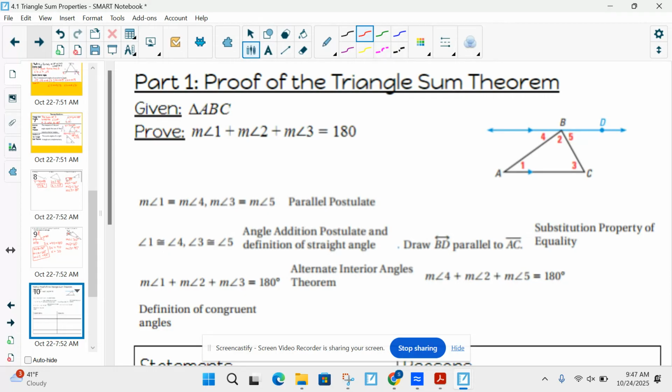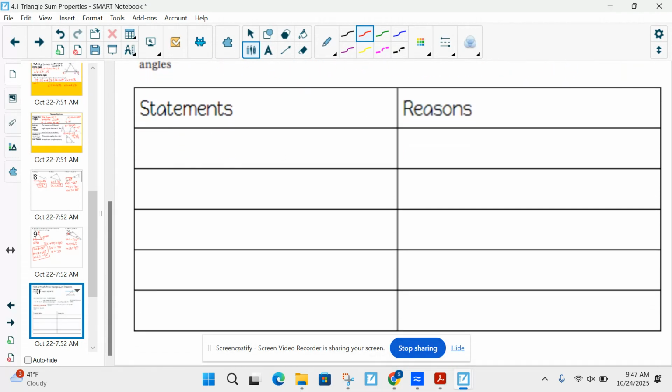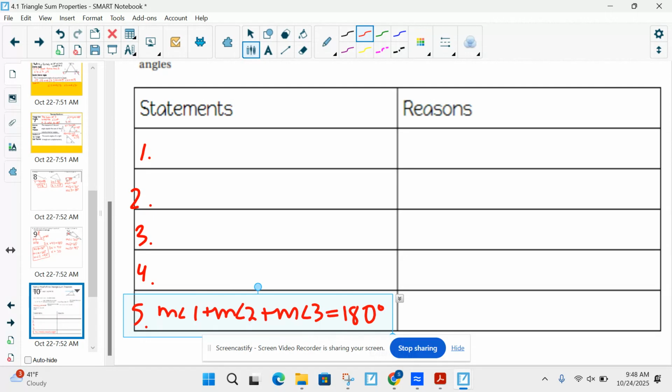So you're trying to prove the triangle sum theorem here. We can write down what we're trying to prove, right? So where is that? Right here. So I'm going to cross this off and put that down at the last step. So 1, 2, 3, 4, and 5. So the measure of angle 1 plus the measure of angle 2 plus the measure of angle 3 equals 180. I just don't know the reason yet.